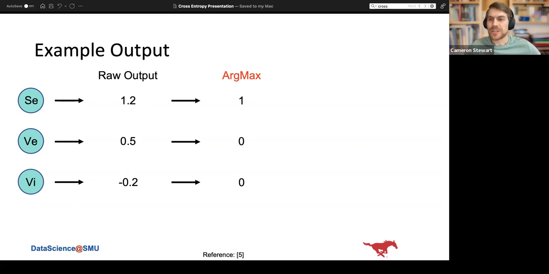Argmax is great for test data, but it cannot train your model. Cross-entropy needs predicted probabilities, and that level of granularity is not in argmax. So what you need is softmax. So what is softmax?